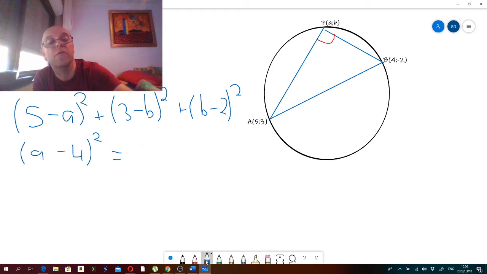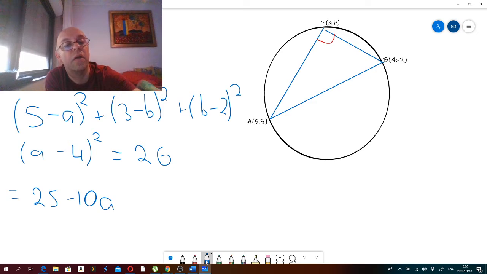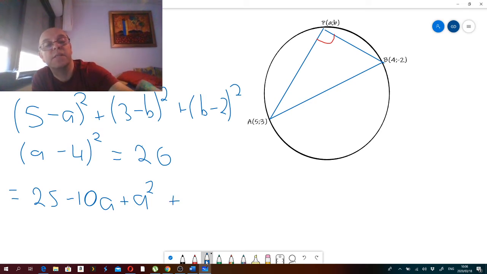So 26 is the answer. That leaves us with the need to multiply everything out and see what we get. If we multiply the 5 minus a bracket out, we get 25 minus 10a plus a squared. Then for the next bracket we get plus 9 minus 6b plus b squared.